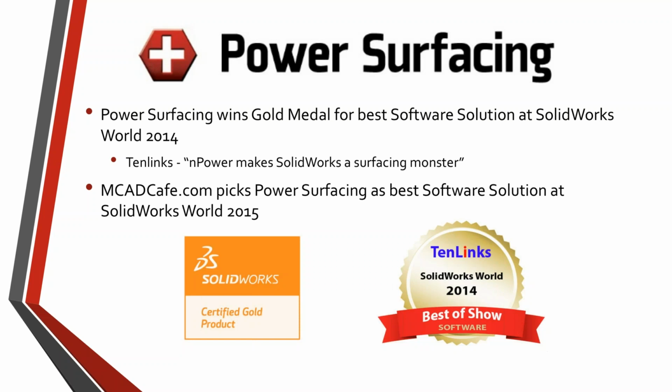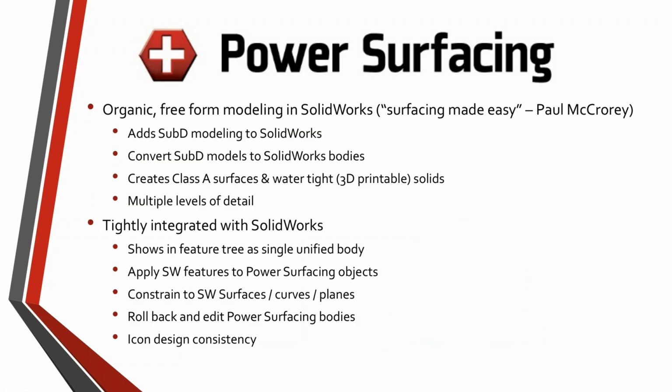The last two times at SOLIDWORKS World, where they've chosen the best software product, Power Surfacing has been that selection. We also have a standalone product called Cyborg 3D that has the same functionality. But Power Surfacing is, as Paul McCrory describes, surfacing made easy for SOLIDWORKS. It creates native SOLIDWORKS geometry, native solids and surfaces. We have several patents that this product is based on, but the key thing is it works right inside of SOLIDWORKS and it's integrated so that it works just like all SOLIDWORKS tools do, with all of the functionality that's available to SOLIDWORKS.